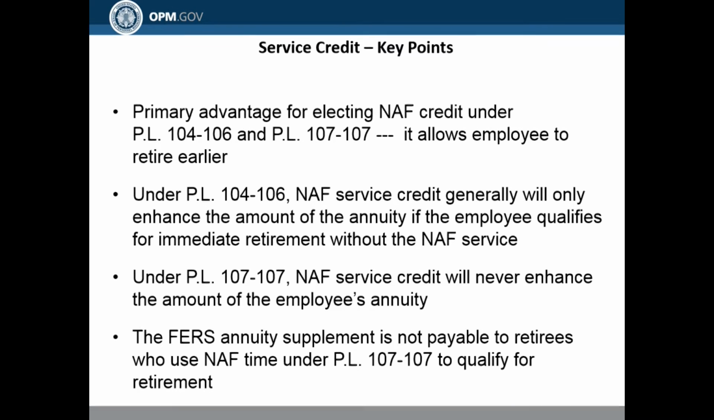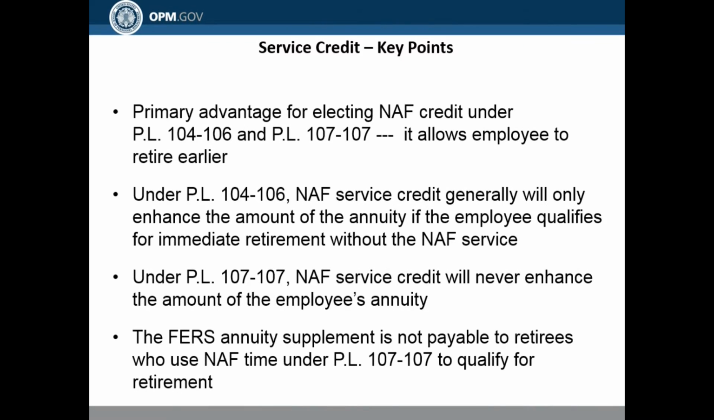Now, some key points when we're talking about service credit. This is, again, a nice little cheat sheet to keep handy. The primary advantage for electing NAF credit under either 104, 106, or 107-107 is that it allows the employee to retire earlier. Remember, in both those cases, it's not going to increase the amount of the annuity. It's just going to let the person retire earlier because you're giving them credit for that service. Under 104, 106, the NAF service credit generally will only enhance the amount of the annuity if the employee qualifies for an immediate retirement without the NAF service. Under 107-107, the NAF service will never increase the amount of the employee's annuity.